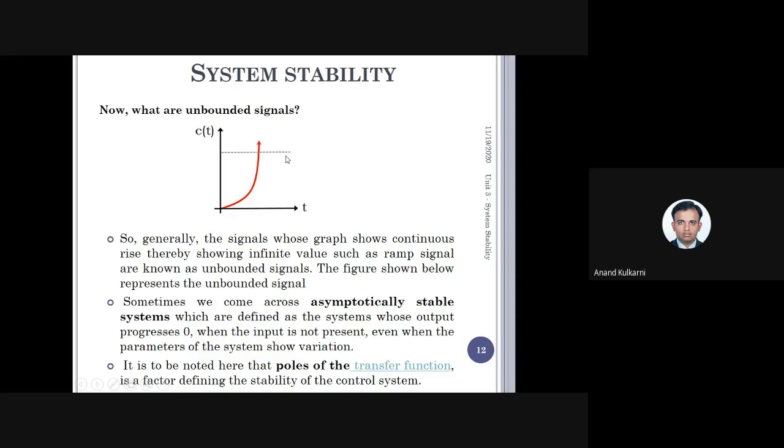This is an unstable system. Once again for the impulse input, it suddenly jumps to that value, but it goes on increasing like that further. So that means even though the input is bounded, the output is not bounded. So the system is unstable. So this is an unstable system graph.